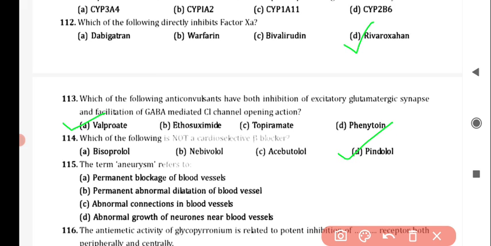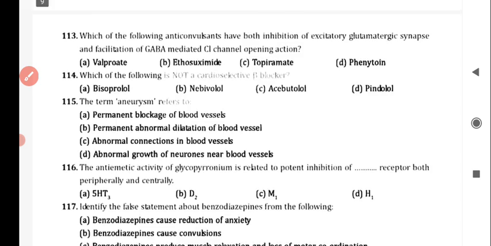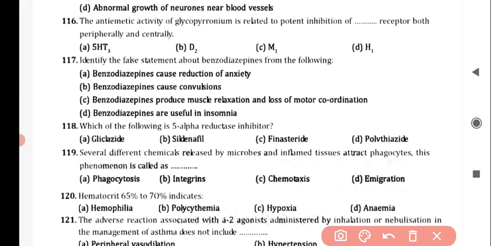Next question is, the term aneurysm refers to, and the correct answer is option B, permanent abnormal dilatation of blood vessels. So next question is, the antiemetic activity of glycopyrronium is related to potent inhibition of which receptor, both peripherally and centrally? And the correct answer is option C, that is M1 receptor.